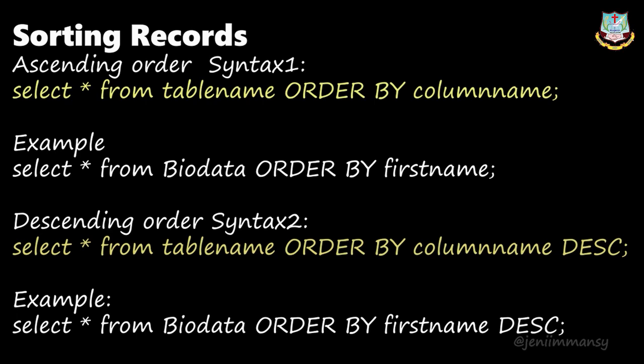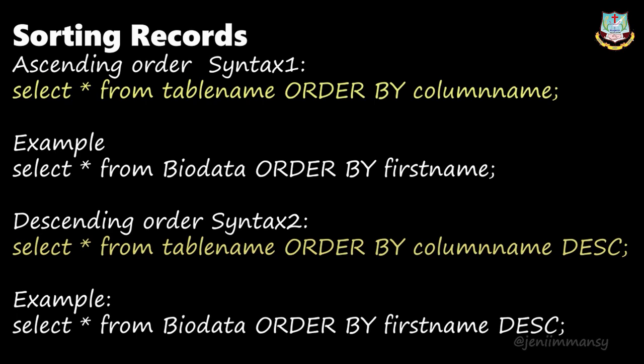And to get it in descending order, we can give SELECT star FROM, and you have to give the table name here, ORDER BY, then column name, and if you need it in descending order, you have to give DESC. If you need ascending order, you need not give this. If you need descending order, you have to give this word, this command also, DESC.